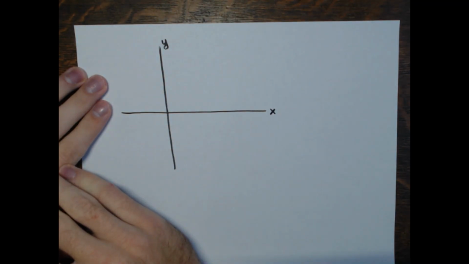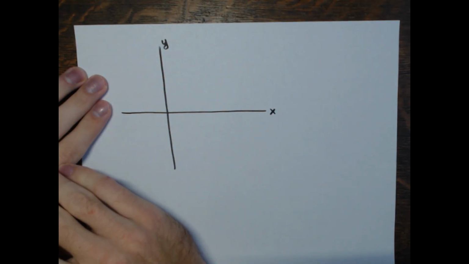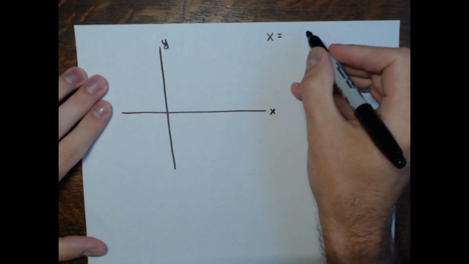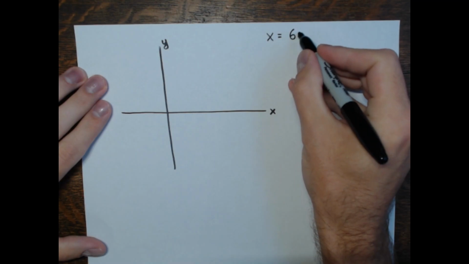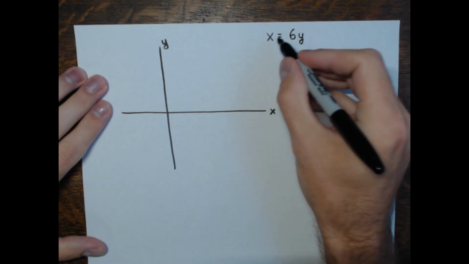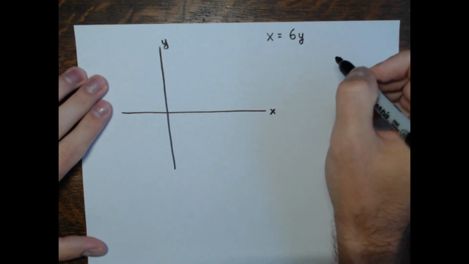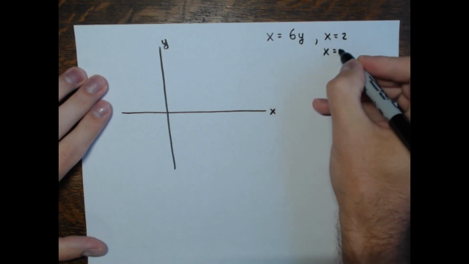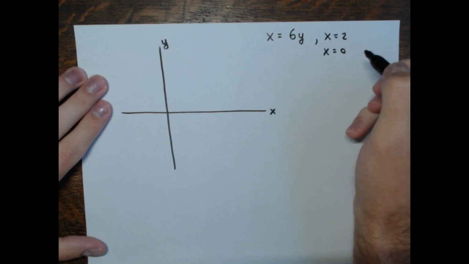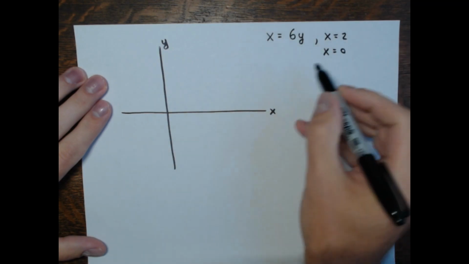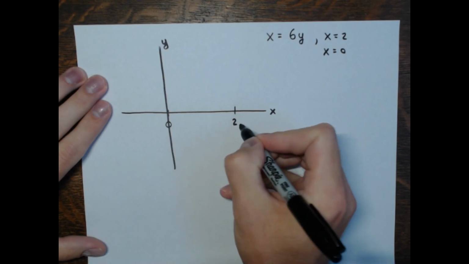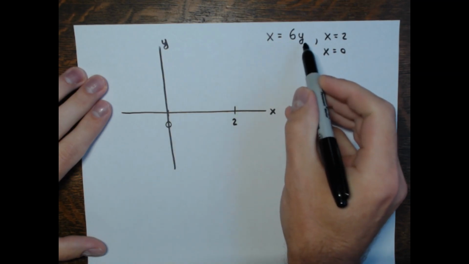Q is the region bounded by the graph of x equals 6y, which is just some line, y equals x over 6. Then x equals 2, x equals 0, and that's it. So we're going from x equals 0 to x equals 2, with x equals 6y.